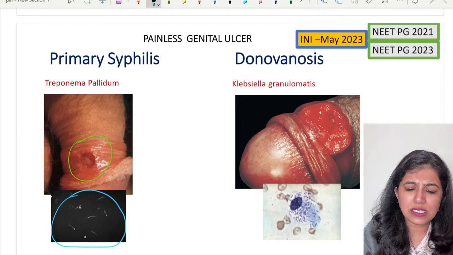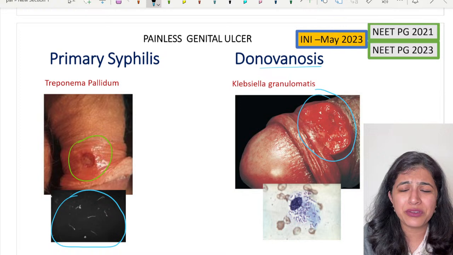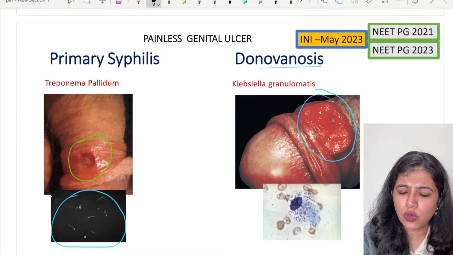Other painless ulcer that we have is donovanosis. Here we will have a single big, velvety, beefy red ulcer, and there is no lymphadenopathy. Donovanosis is the only genital ulcer where there is no lymphadenopathy, but you have to remember a word here which is called pseudobubo. Pseudobubo is seen in donovanosis.